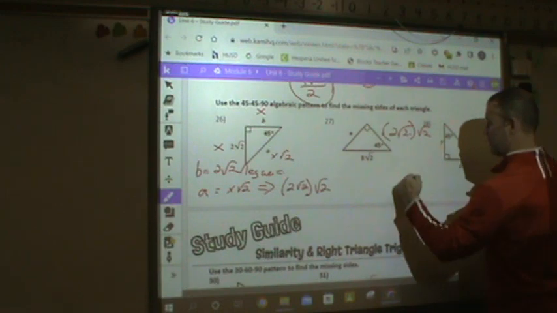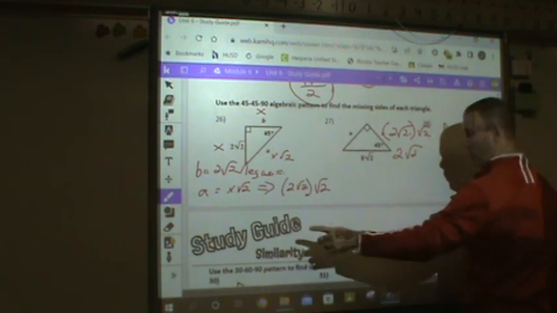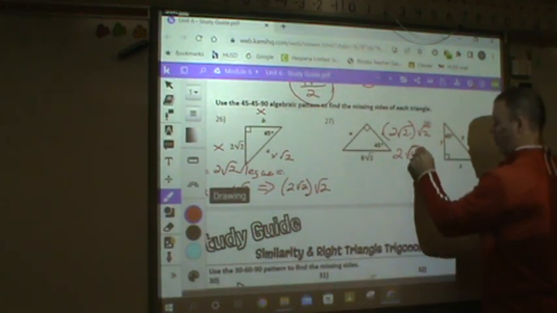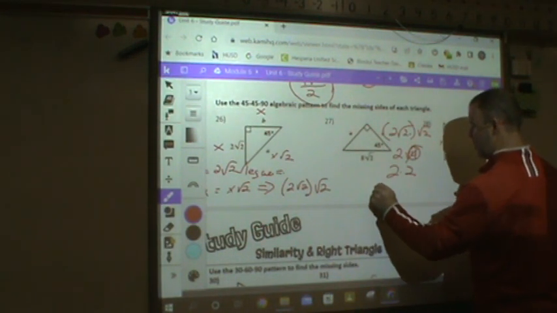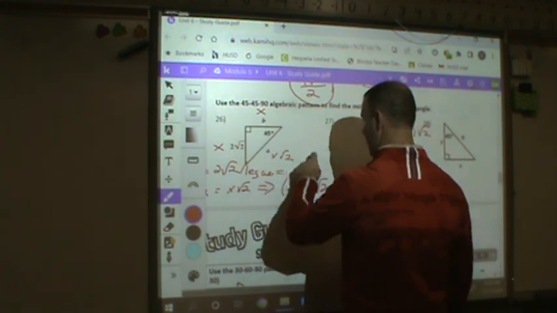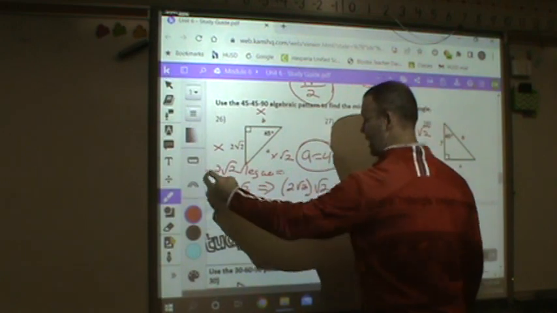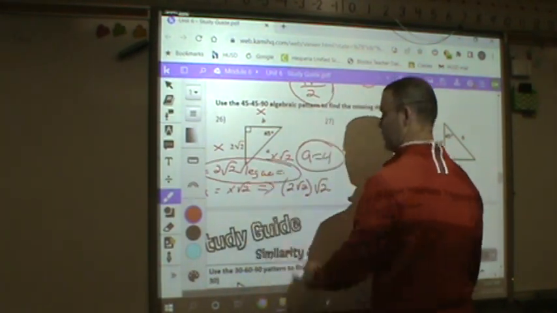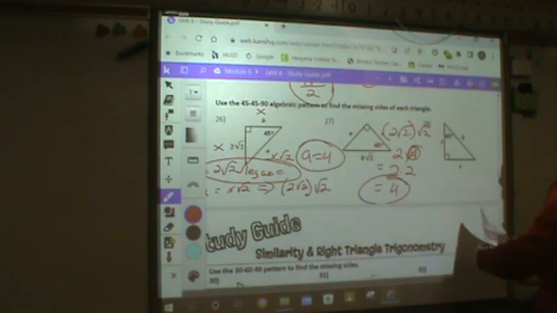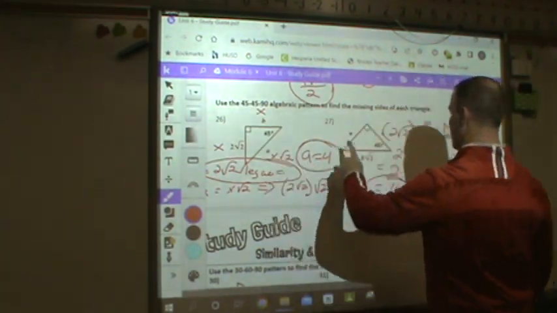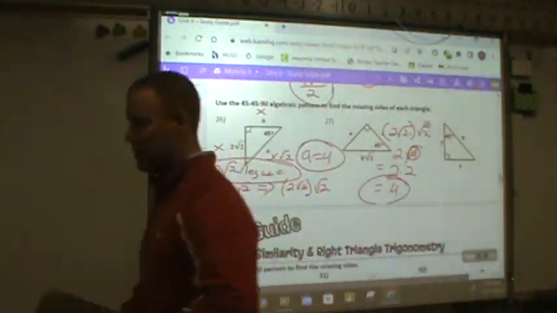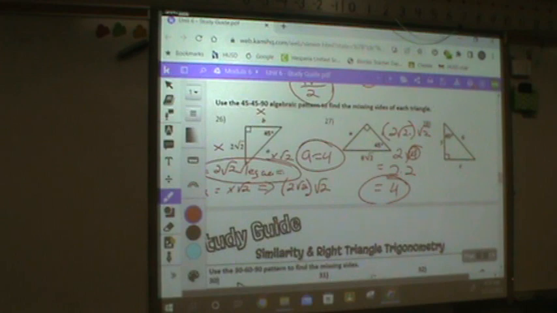You're going to get 2 square roots of 4. 4 is a perfect square, so 2 times 2, which is equal to 4. Boom. A equals 4. So there's A, and there is my leg. So use the algebraic terms for both of these. There's the end of part one. Ask questions if you need to, and be looking forward to part two.